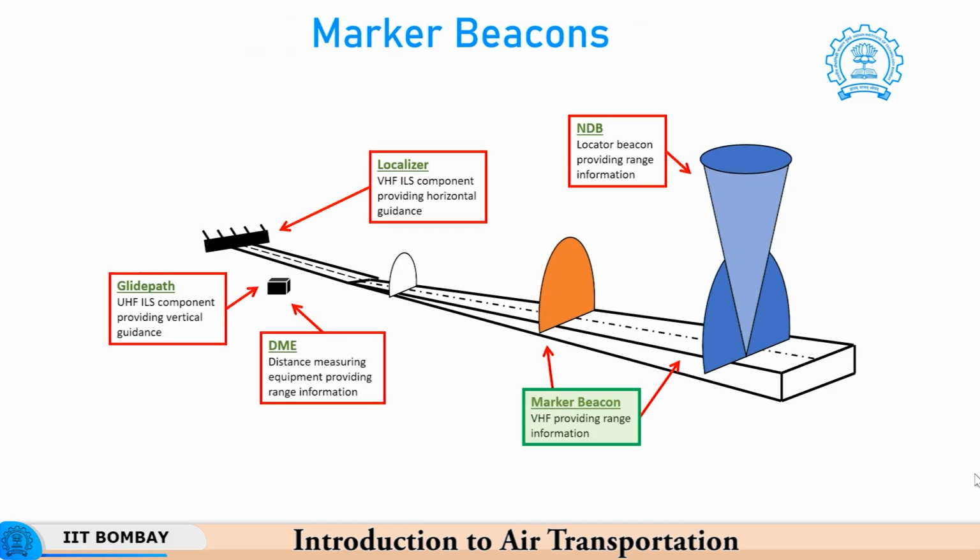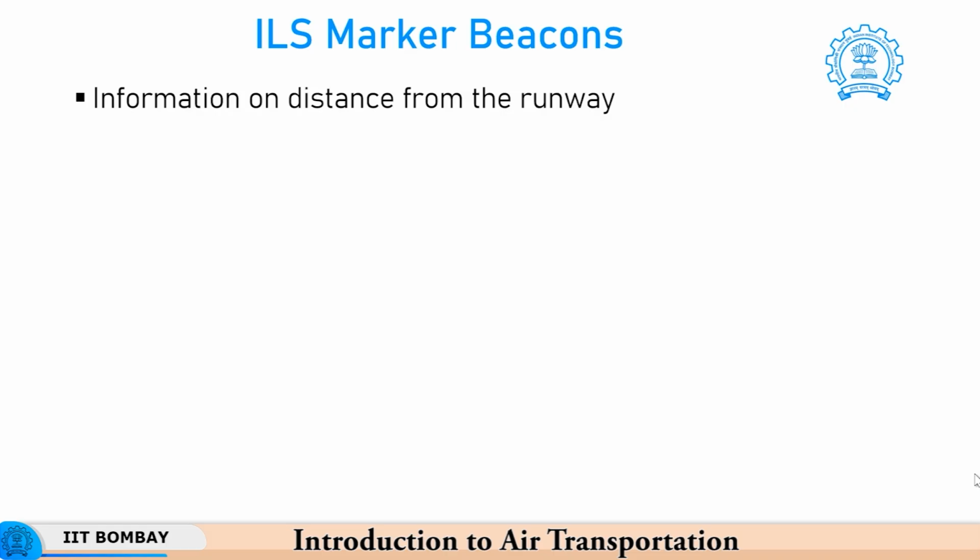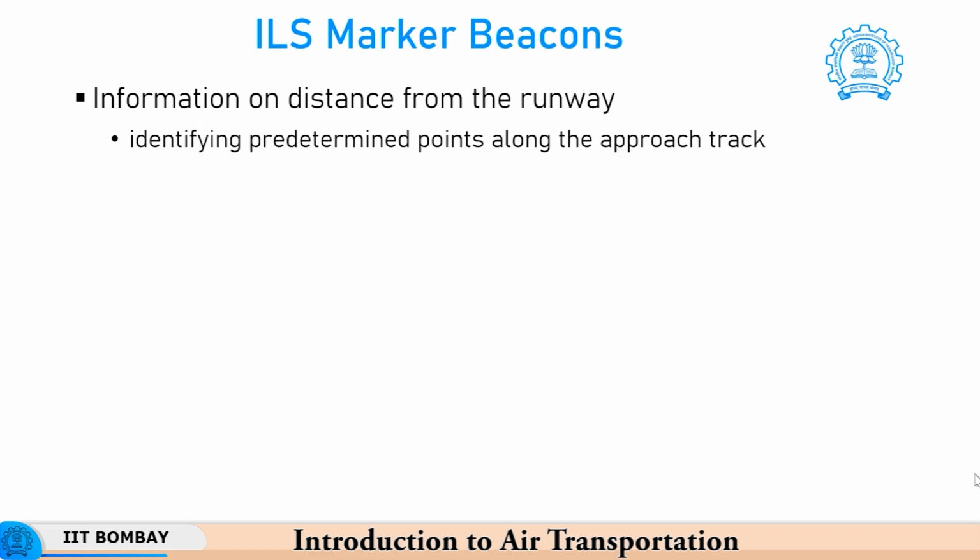Moving ahead, we have the third component called the marker beacons. These are used to provide information on the distance from the runway. Along the approach path there are some predetermined points at which these are installed. So, when a pilot is approaching an airport, they already have an idea about the location of these markers at a specific airport. So, they get a situational awareness of where they are.